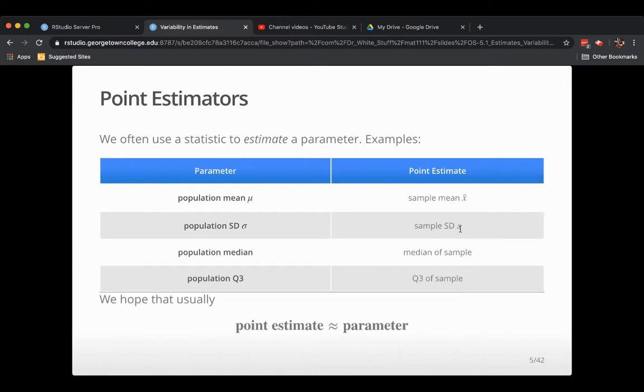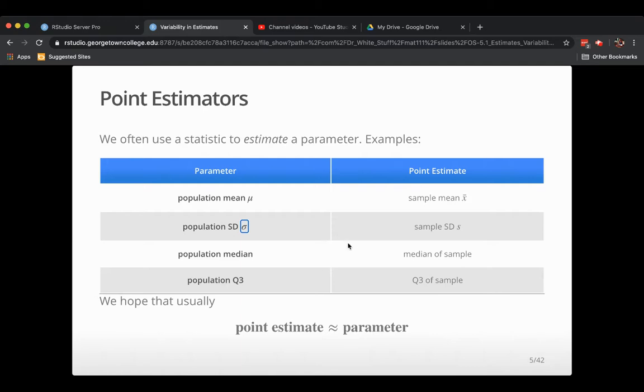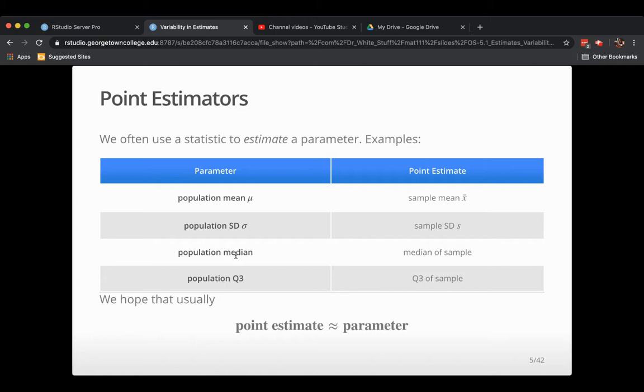S is a statistic, and that sample standard deviation is used to estimate what the population standard deviation might be. It goes on. The population of numbers maybe has a median. You arrange all the numbers in the population from low to high and pick the middle number. That's the population median. You take a sample from the population, you can compute the median of the sample, and you might use the sample median to estimate the population median.